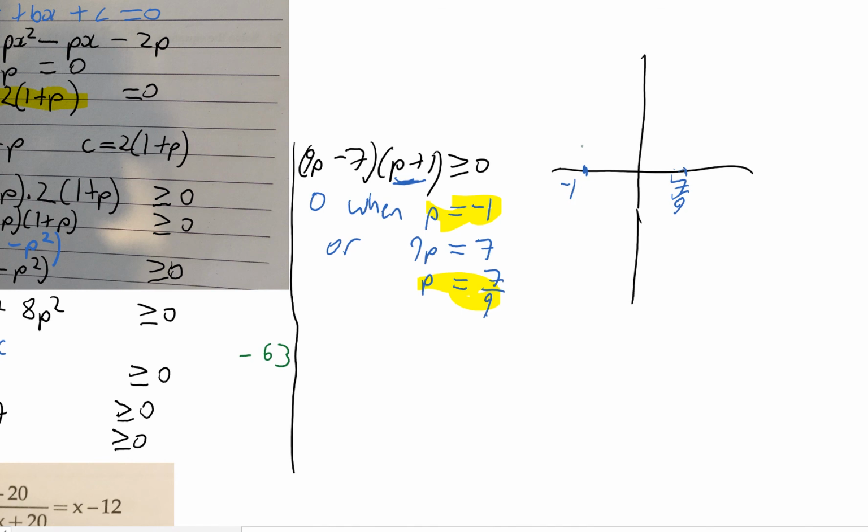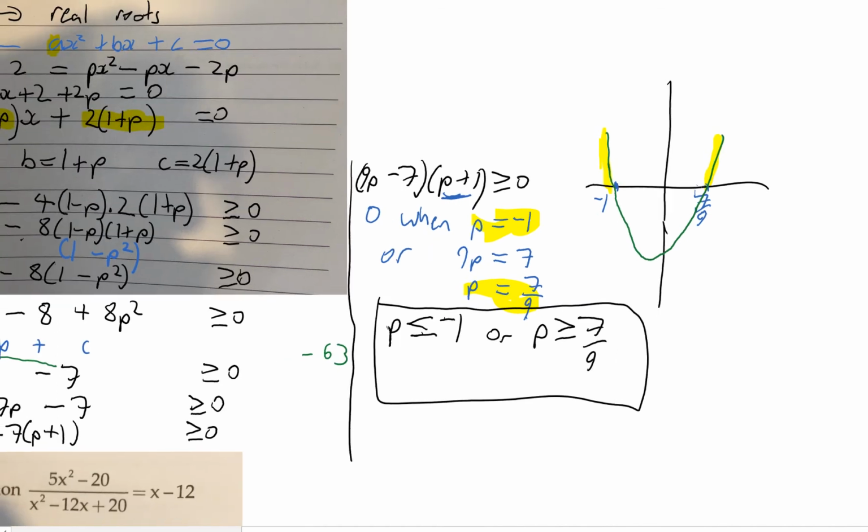So if we sketch that, it would look like this. And we want that to be greater than or equal to 0. So when is that greater than or equal? When is that green curve at or above the horizontal axis? Well, it's everywhere -1 and to the left, and 7 ninths and to the right, isn't it? So p must be less than or equal to -1, or p must be greater than or equal to 7 ninths.